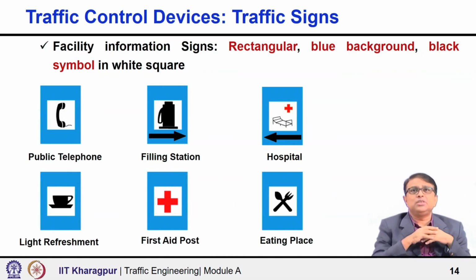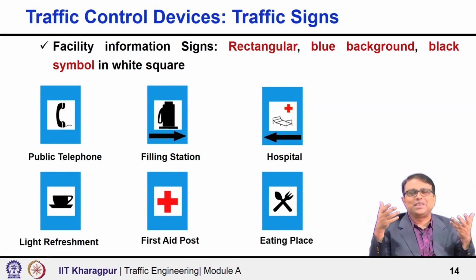Then facility information signs. All facility information signs should be rectangular, with a blue background and a black symbol in a white square, as I have shown it here. Many other things: first aid post, eating place, hospital, filling station, light refreshments. All these kinds of facilities and services we often need to avail, or want to avail, while driving.